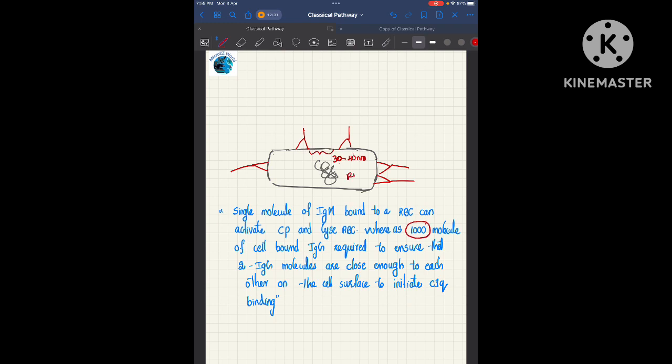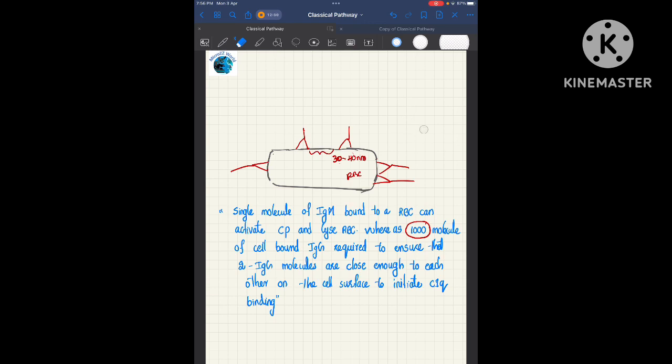must be bound to a target cell. For example, the target cell is an RBC. There is no nucleus, I will erase it. Consider the shape is also different, just consider this. If the target cell is an RBC, a minimum of 1000 molecules of IgG bound to the surface of the RBC leads to the lysis of the RBC.